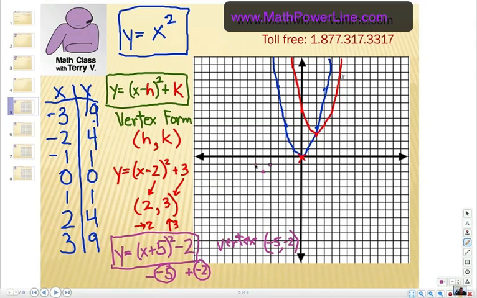Now we can go ahead and do an xy chart, or just from here we know that it's 1 over, 1 up, 2 over, 4 up, and so on. So it's just a shifted parabola. So roughly it's going to look like this. Now if we just need a sketch, that's great. If we need more accurate points to have an accurate curve, then of course we do an xy chart.